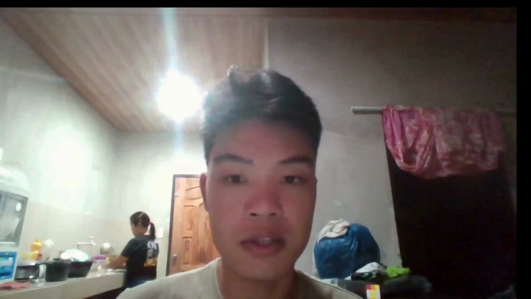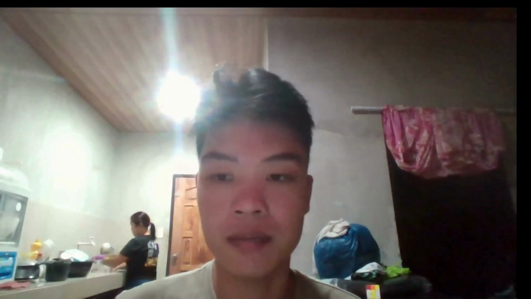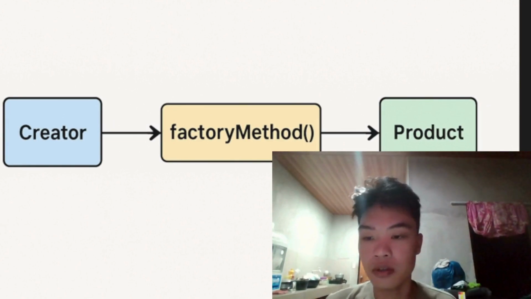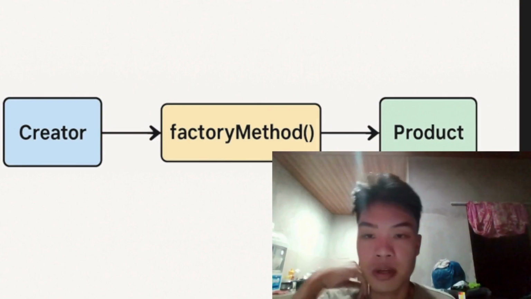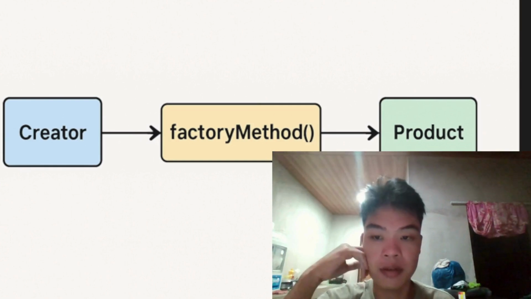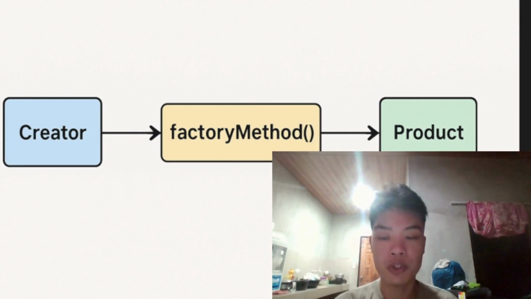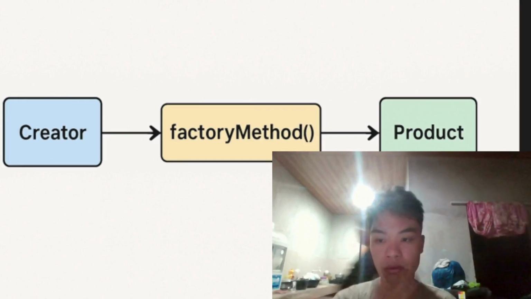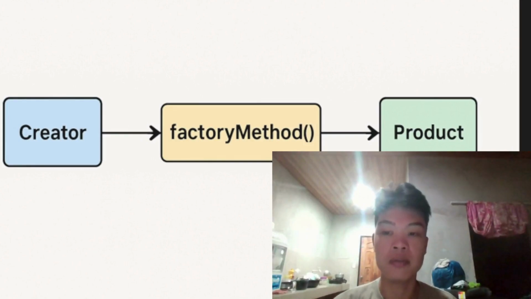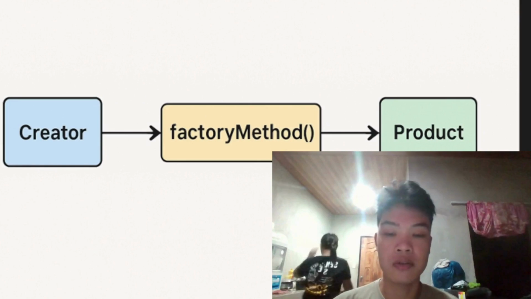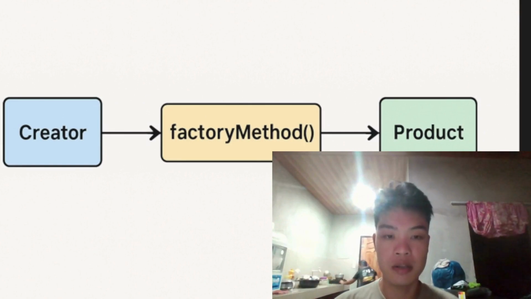Next, I'll be providing a simple diagram. Here is a diagram. Imagine this visual: the creator calls the factory method, and the method chooses which product to build. Here is a scenario where different types of enemies spawn. Instead of writing new zombie, new skeleton, or new dragon everywhere, the factory method handles it automatically.